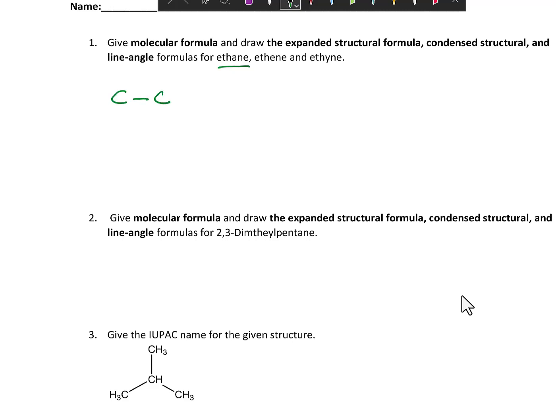Let's draw ethane. Eth is two carbons. So you connect the two carbons and fill four bonds with hydrogens. So each carbon gets three hydrogens, right? Because hydrogen can only bond to have one bond.